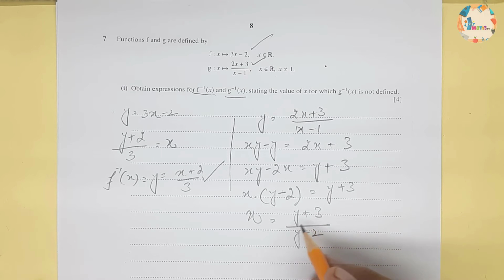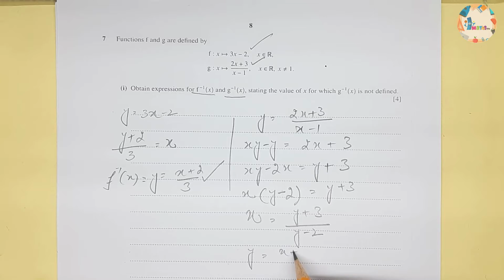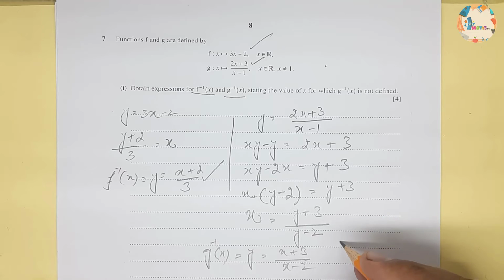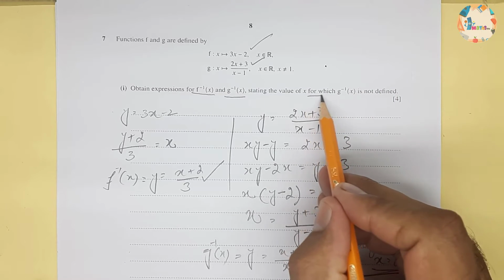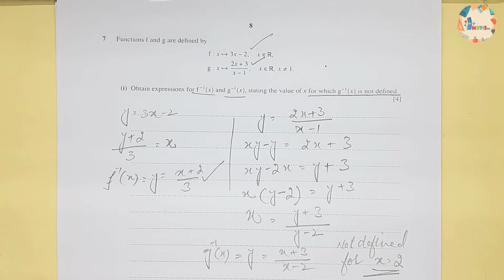Now we can swap x and y. So y will be equal to (x plus 3) over (x minus 2), and this is basically g inverse of x. So the denominator is x minus 2. If we take x equal to 2, the denominator will be 0. So we can write not defined for x is equal to 2. This is a condition because they are asking for the value for which g inverse is not defined.